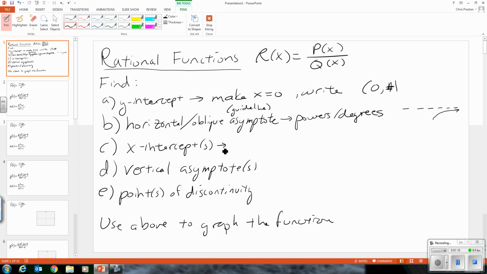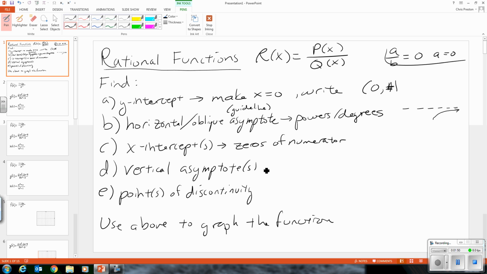X-intercept, what we're going to do is, actually, let me say it this way. For this we're going to find the zeros of the numerator. So what makes the top 0? Because like normal, you'd want to make your fraction equal to 0 if you wanted to find the x-intercepts. But if you have a fraction and you want that fraction to be equal to 0, then what that means is you want the top to be equal to 0. So you don't want the bottom to be equal to 0 to find out a value of 0.